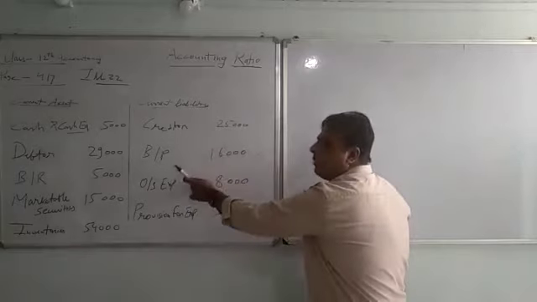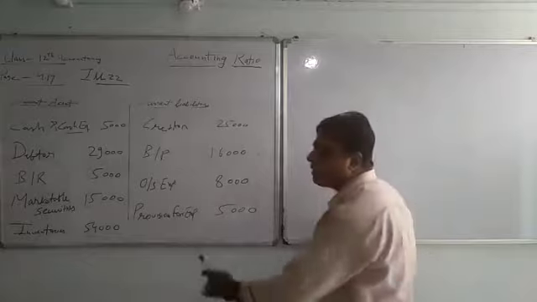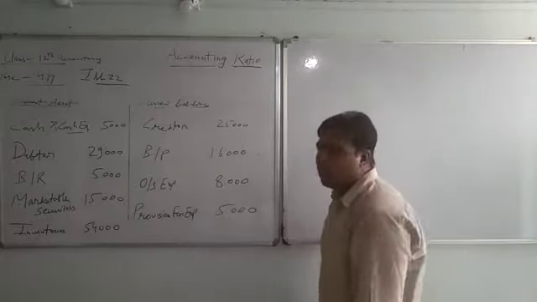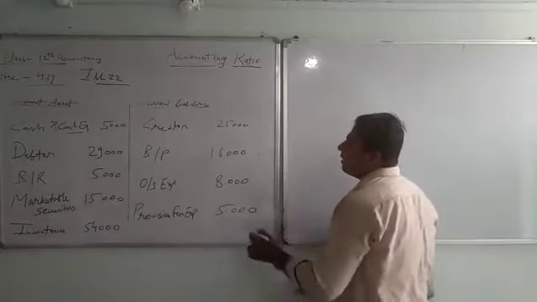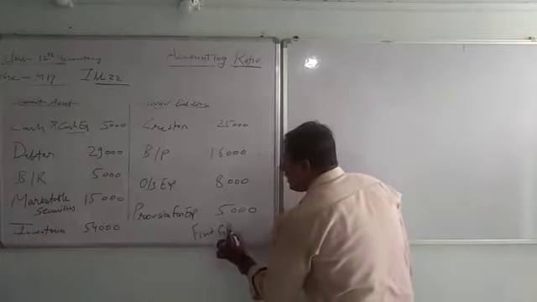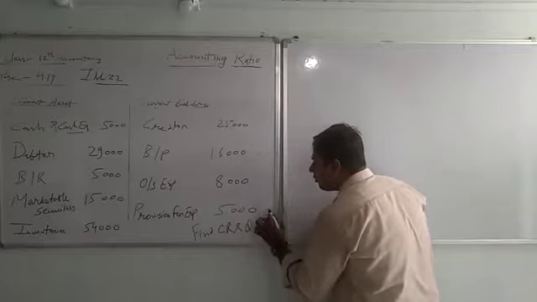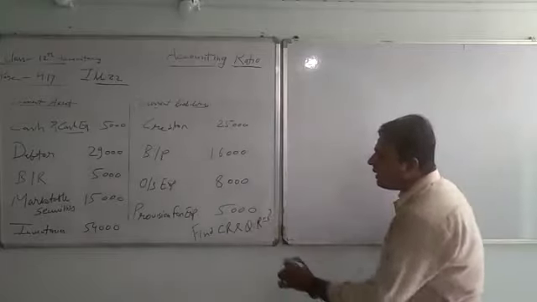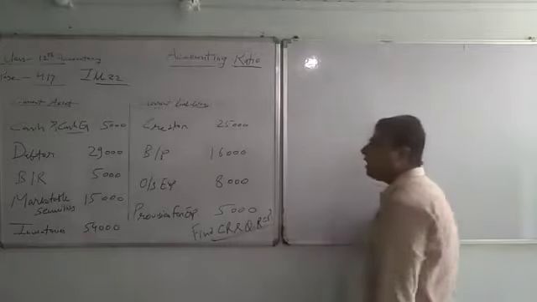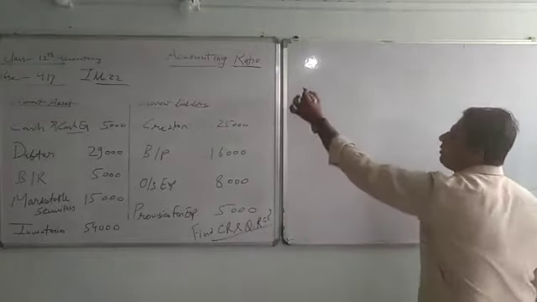Creditors are a liability, bills payable are a liability, outstanding expense is a liability, and provision created for the expenses is also a liability. So here the question asked us to find out current ratio and quick ratio. So how to solve this question? See here the solution.